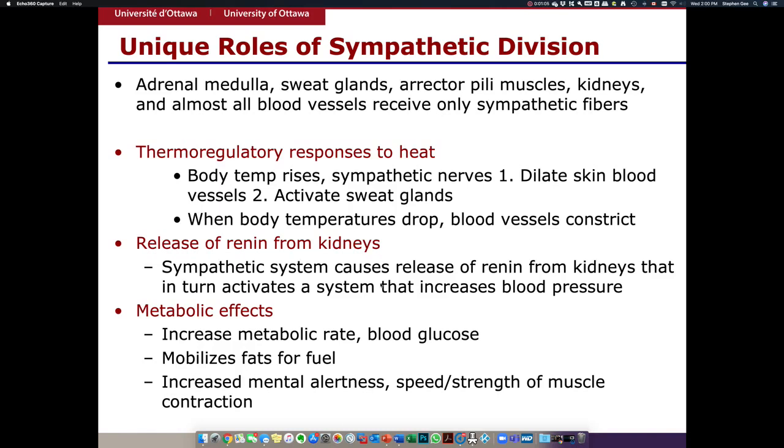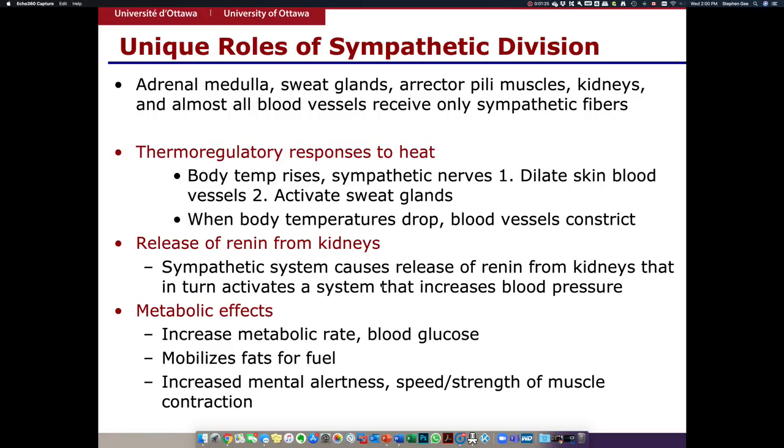Sympathetic impulses stimulate the kidneys to release renin, an enzyme that causes the formation of potent blood pressure increasing hormones, the so-called renin-angiotensin system. This system is a hormone system that regulates blood pressure and fluid and electrolyte balance, as well as systemic vascular resistance.